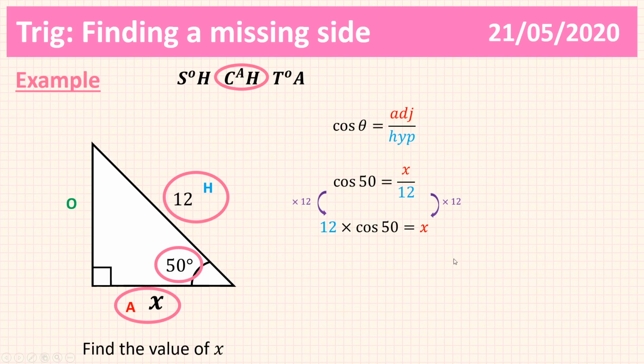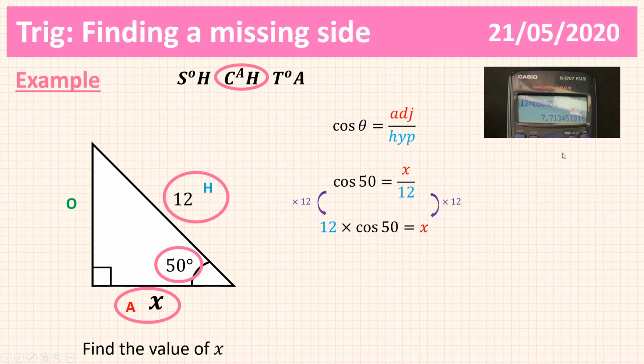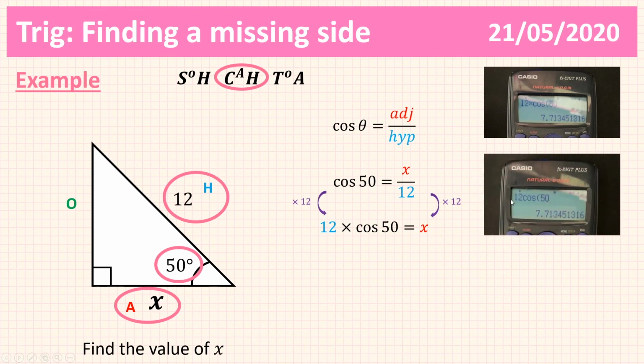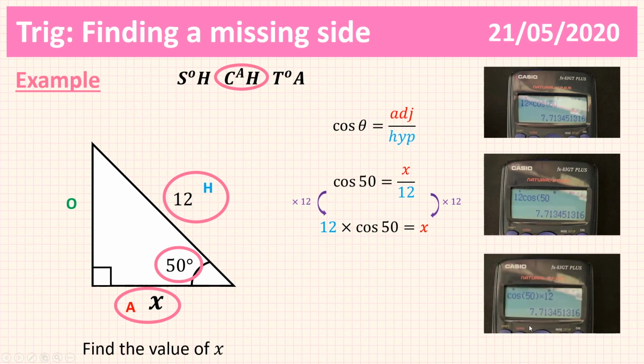Now there's a bunch of ways you can do it. You can write 12 times cos 50 and press equals. I can write 12 cos 50 and press equals because I don't need to put the multiplication in. I can also write cos 50 times 12. The key thing to notice is that if I have the 12 before the cos 50, I don't need to close my bracket. Now, if I've got cos 50 before the 12, I do need to close my bracket.